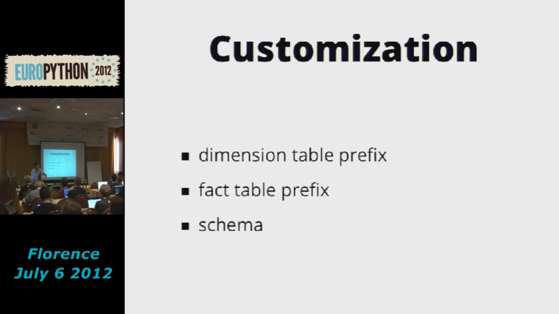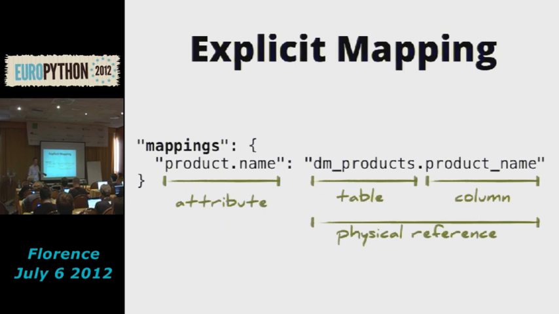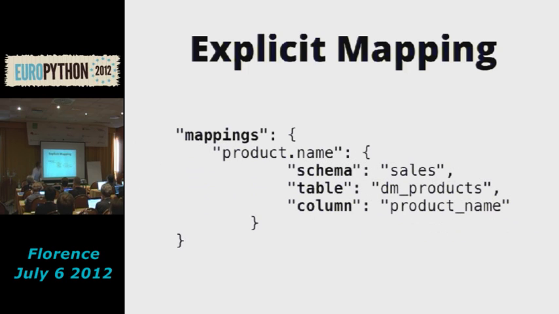So if you would like to rely on an automatic mapping, then you can customize it a little bit by specifying dimensional table prefix and fact table prefix and the schema, or you can specify the mapping in a really explicit way. So you include the mappings. This is the reference for the attribute, and this is the physical reference. For really simple references, you can use it like this, with dot notation with a table name and a column name. If there is any other reason you would like to have the reference more complicated, then you can specify it like this.